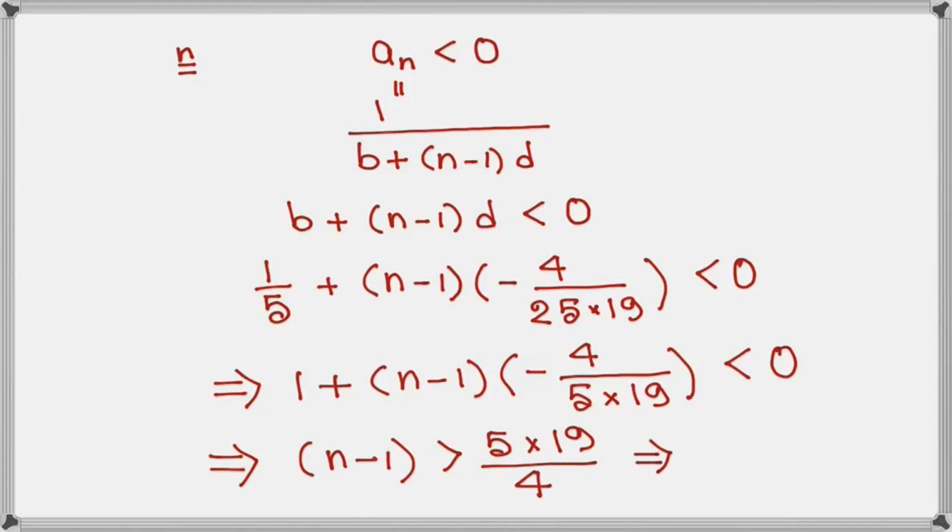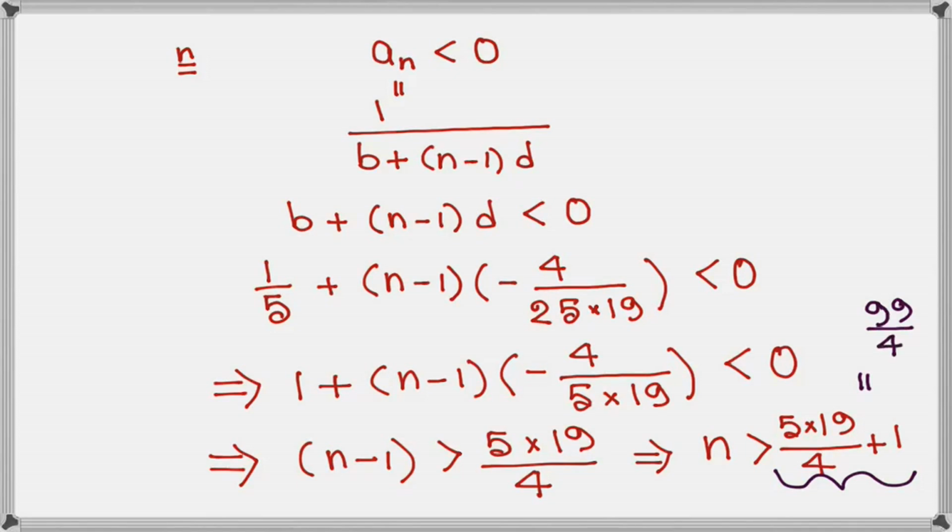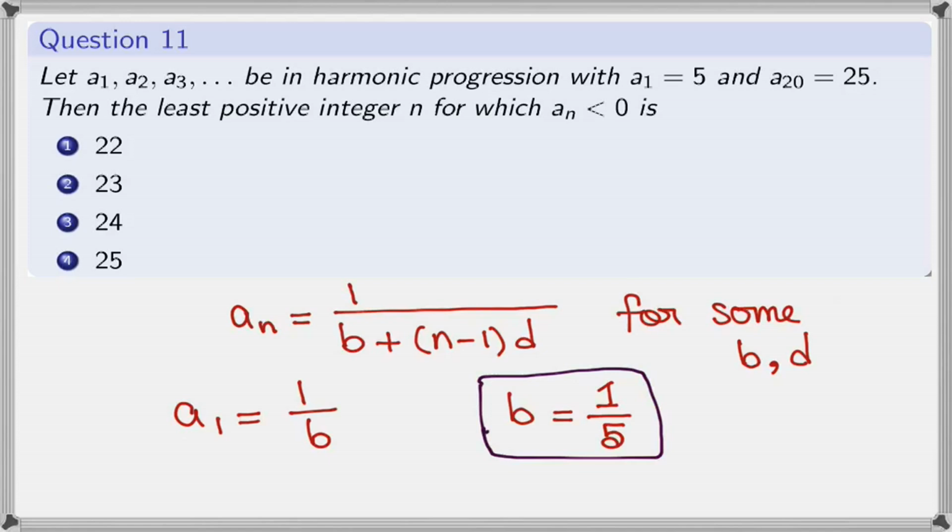That is, n shall be strictly bigger than 5 into 19 divided by 4 plus 1, and this is equal to 99 divided by 4. So therefore n has to be bigger than or equal to 25 so that an is strictly less than 0. Therefore 25 is the least positive integer for which an is negative. Hence we get option 4 is correct.